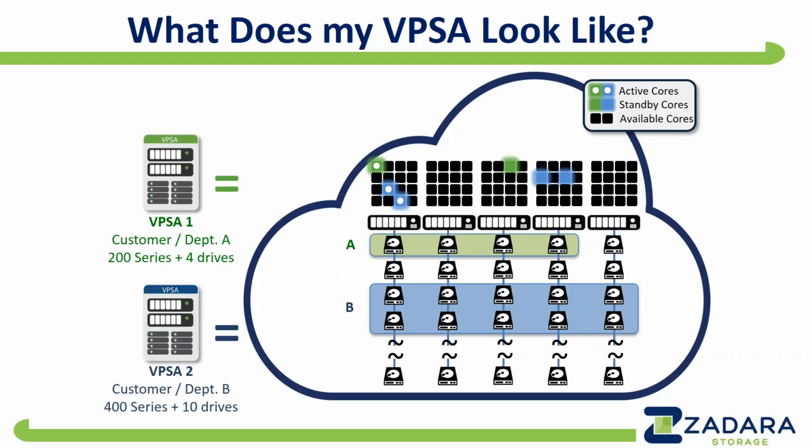And VPSA 2 has selected a 400 engine, so they have 4 cores, 2 for active and 2 for standby. Then they also have selected 10 drives like Howard showed you, and those are basically the drives that we're going to talk about in a couple of other slides as well. But these are completely isolated. These VPSAs, never the two shall meet. They're completely isolated at a networking layer, at a cache layer, at a core layer, and a disk layer. This all but completely removes the noisy neighbor syndrome that is always very troublesome when you get into the cloud.